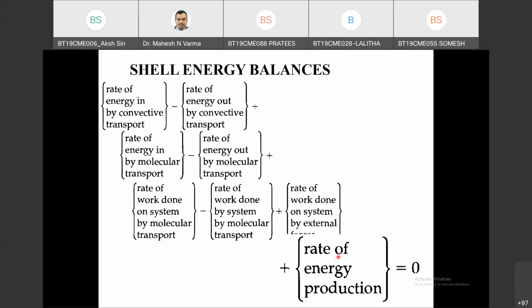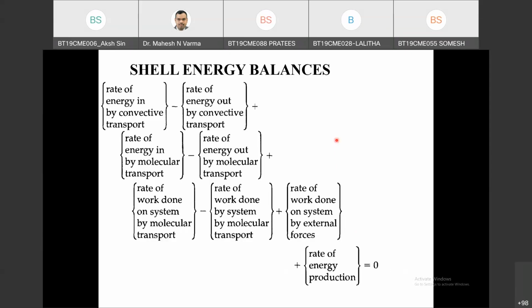And you can have rate of energy production. There can be a chemical reaction, there can be electrical resistance, because of which energy can be produced. So that will be there, that equals zero. So this is the overall energy balance equation.